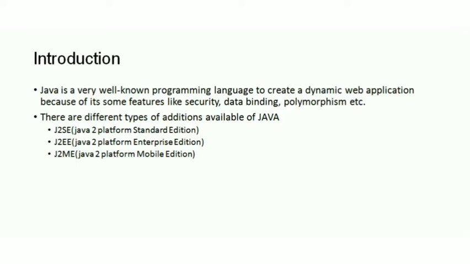Second one is J2EE. It is known as Java 2 Platform Enterprise Edition. And the third one is Java 2 Platform Micro Edition, the Mobile Edition. It means all the mobile applications, which were run in the past when Android was not in the picture, all the programming was done in Java. Among all the three editions, we learn about J2EE in our subject.